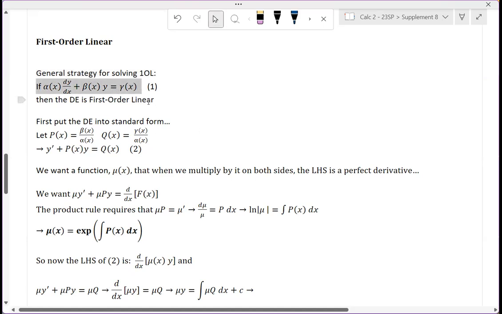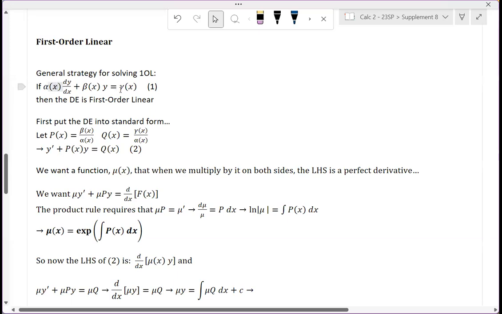A first order linear equation is an equation that is first order, so the first derivative is the highest derivative that we see, and it's linear in that we don't have any, say, y squareds or y prime squareds or square roots of y, or even terms like y times y prime. So each term has at most either a y to the first power or y prime to the first power, but it doesn't have any nonlinearities. So the most general way we could write that is alpha of x times y prime plus beta of x times y equals gamma of x.